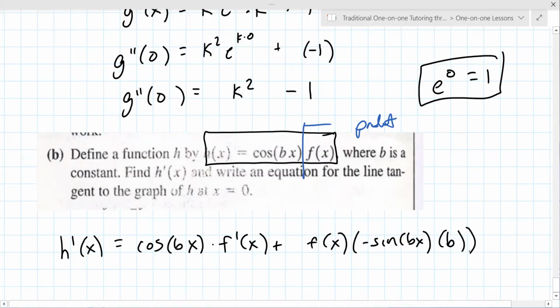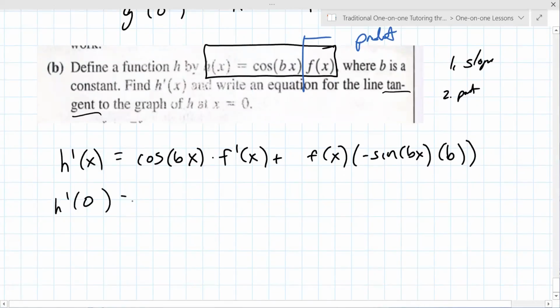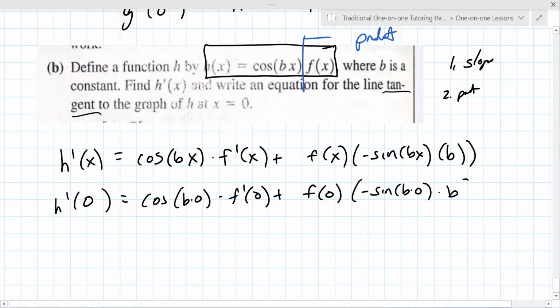Now tangent line means you need two things: the slope and a point. We can get the slope here because we're going to put 0 in. So h prime of 0 equals cosine of b times 0 times f prime of 0 plus f of 0 times negative sine of b times 0 times b. A lot of this is going away. What's the cosine of 0? 1. You've got to know your unit circle, especially those nice points, 0, 90, 180, all that.